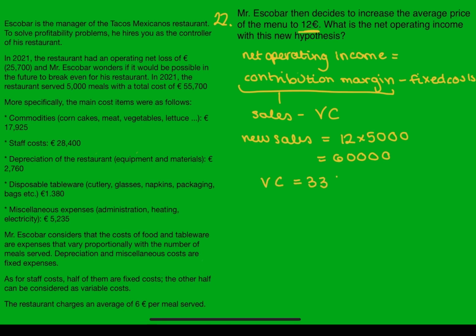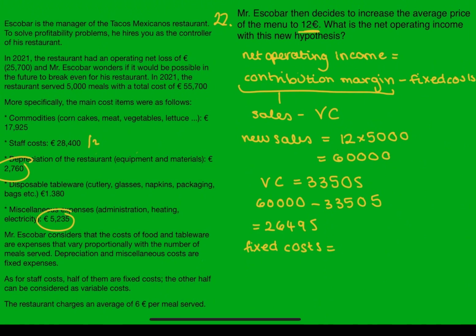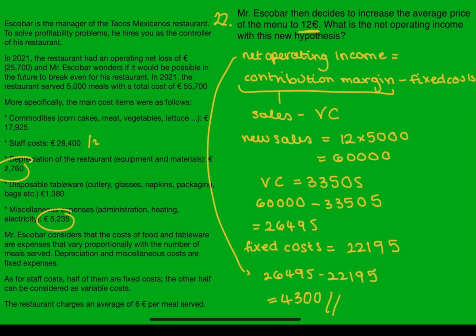So our new contribution margin is 60,000 minus 33,505, which is equal to 26,495. And our fixed costs, we add them all together. So miscellaneous and depreciation and half of staff costs, which is equal to 22,195. And that means we have both our contribution margin and our fixed costs, which means that the net operating income is 26,495 minus 22,195, which is equal to 4,300.